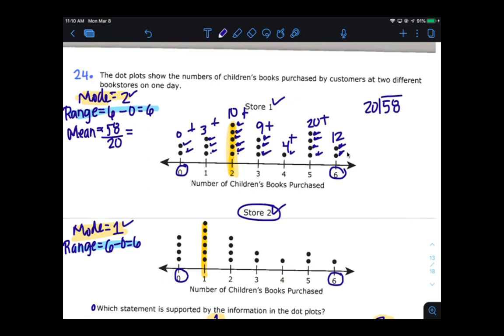If you divide 58 by 20, 2 times 20 is 40, remainder 18. Add a decimal and a 0, drop it. 2 times 9 is 180. So we have that the mean here is 2.9. So the mean for store 1 is 2.9.